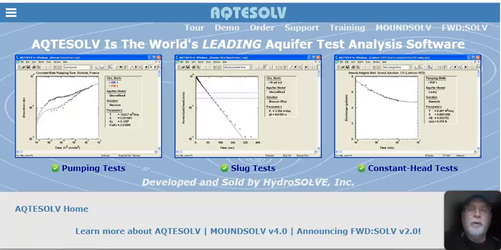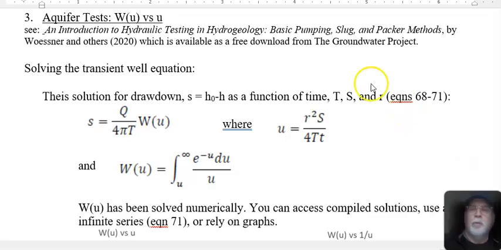Probably the most popular software for doing these tests is Octosolve. You can see it has a whole bunch of different tests, different variations of the test. We're just going to do the simplest version of each of 3 tests, but those tools are there if you want them. The Groundwater Project, which is where we get our text, also has a text on some of the basic methods for aquifer tests.